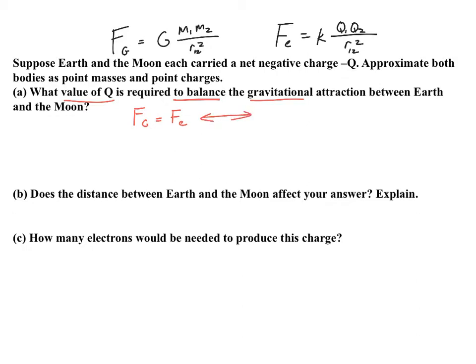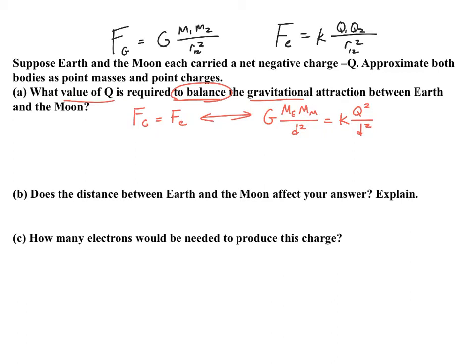So what that means is I have G times the mass of the Earth times the mass of the Moon over the distance squared equaling K times, they have the same charge, they're both Q, so Q squared over the distance squared between them. Okay, so that's what it means to balance. Meaning the gravitational force balances out with the electrostatic force.